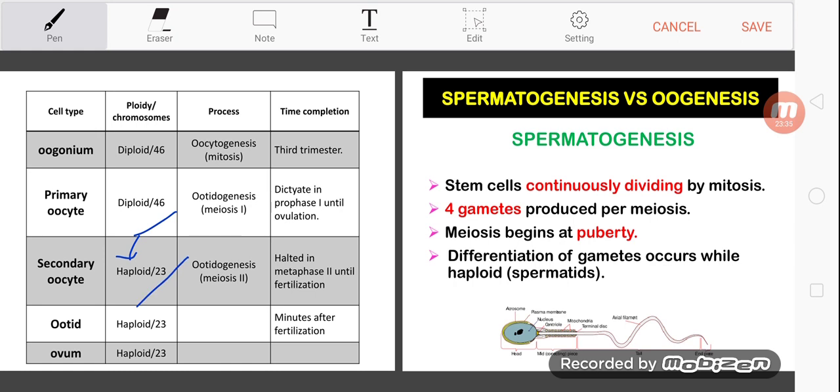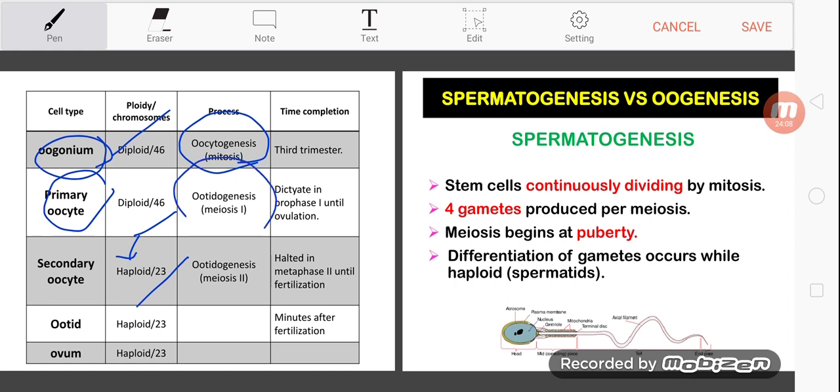Alright, the processes here are called oocytogenesis and ootidogenesis. Oocytogenesis, oocyte generates. So this one involves mitotic division, like an increase in the number of oogonium. Eventually, this oogonium we call primary oocyte. Then the primary oocyte will enter meiotic division 1. So oocytogenesis, oocyte generate.